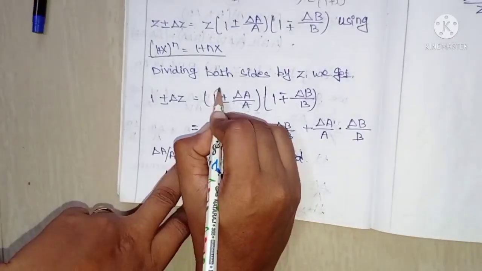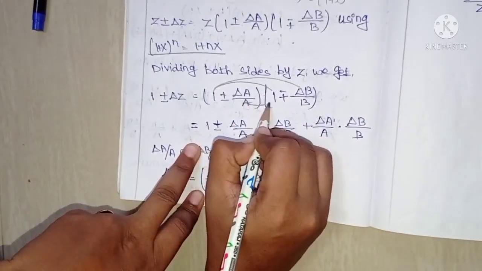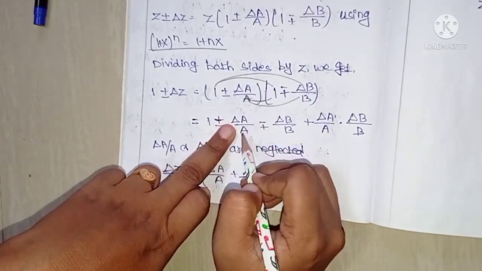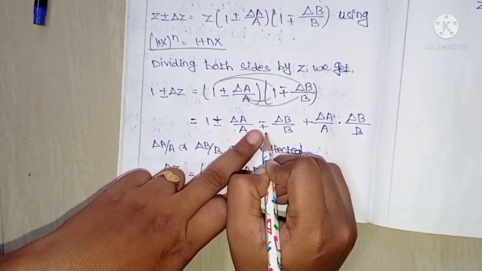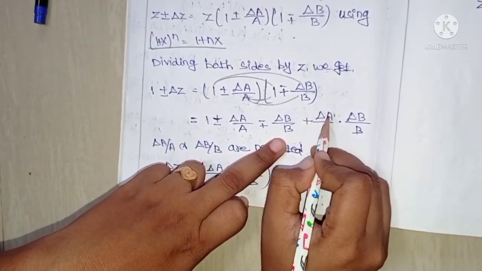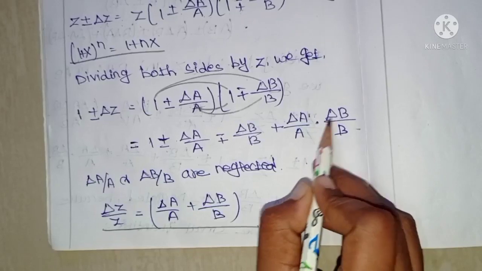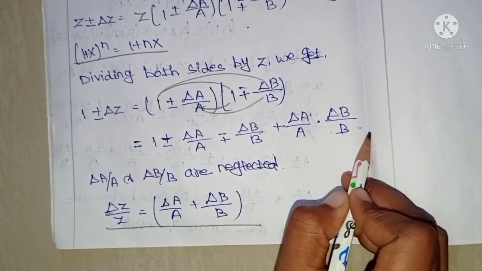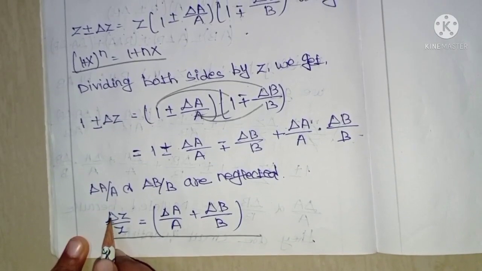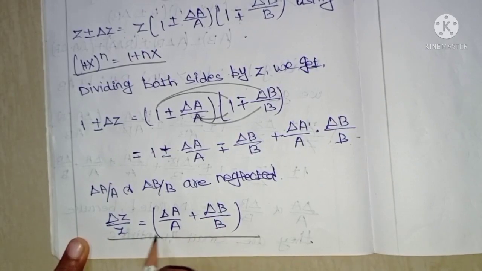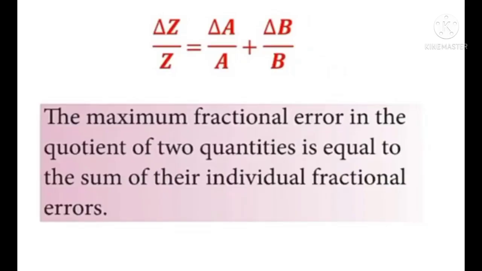Now we are multiplying this term with these two terms and this term with these two terms. So finally we obtained 1 plus or minus del a by a minus or plus del b by b plus del a by a dot del b by b. In this equation, del a by a dot del b by b is neglected because they are small quantities. So the final equation is del z by z is equal to del a by a plus del b by b. From this, the quotient of two quantities is equal to the sum of their individual fractional errors.